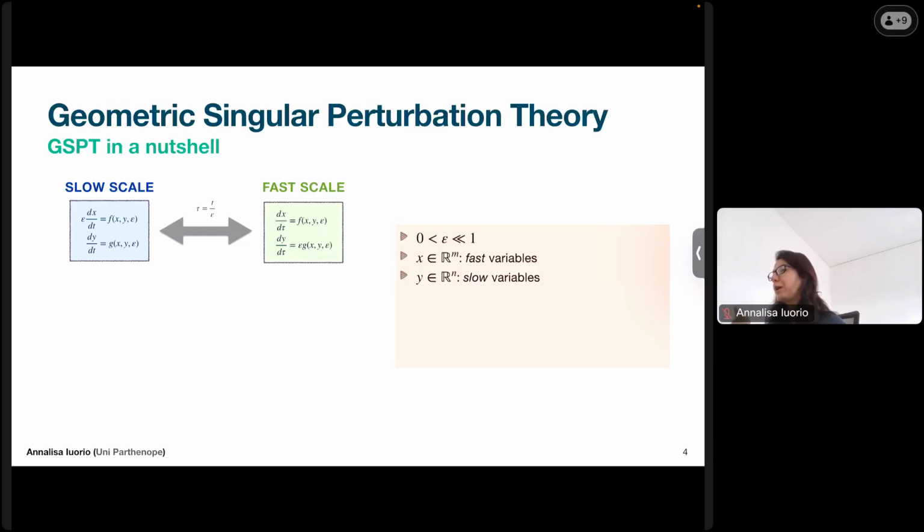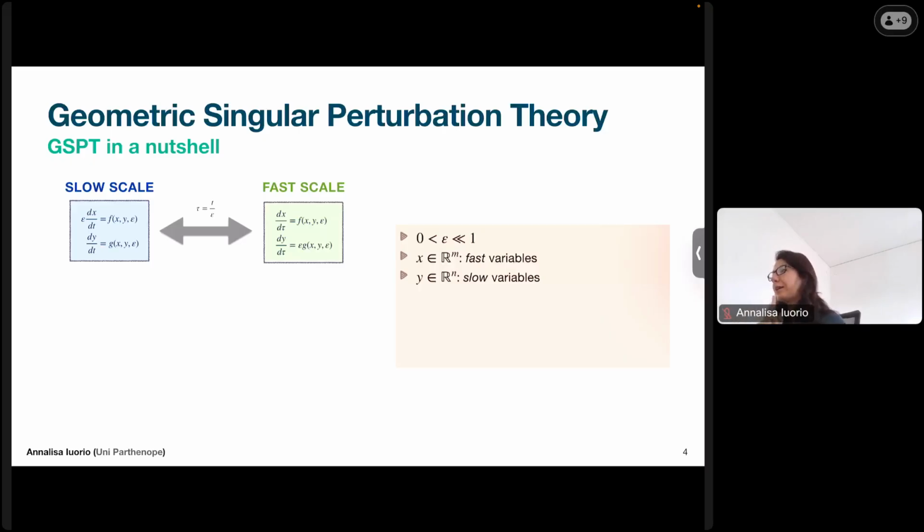First of all, the color coding will be very important and kept throughout the talk, because that's what I've been taught during the PhD. Slow is blue, green is fast. If you have an extra scale, you have to come up with a different color, but that's a different story. I will tell you more later on. It was also extremely helpful because GSPT is very visual, and the color coding really helps you disentangle the dynamics and understand what's going on with the system.